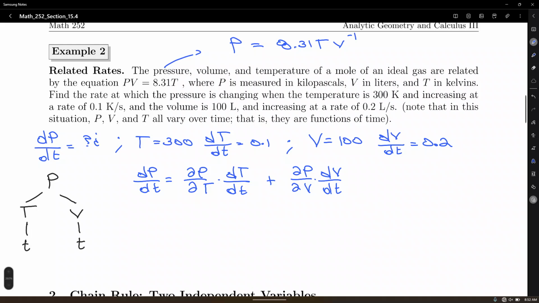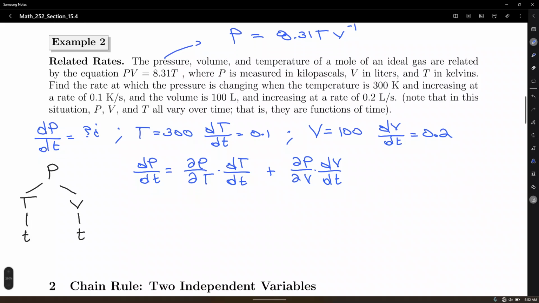Because it's a single variable, right? Because temperature and volume only depend on a single variable. Yes, you see two T's, but that's for each independent branch, the temperature and the volume. That's correct. All right, let's put numbers, symbols, and everything we need to get this result.